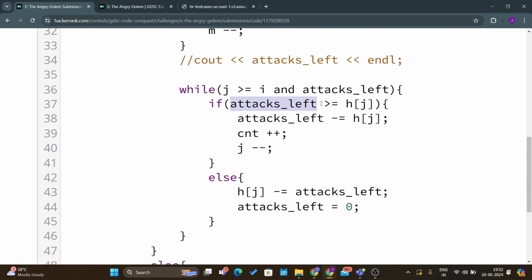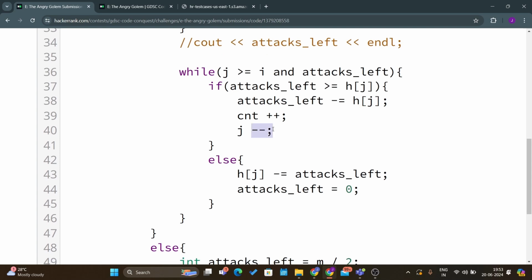If attacks left is greater than or equal to h of j, we know that we can collapse the jth fortress. So we will decrement h of j from attacks left and we will increment the count. Since we have crumbled one more fortress, we will increment the count and we will decrement j, because we have collapsed the jth fortress, so we don't need to consider it anymore.